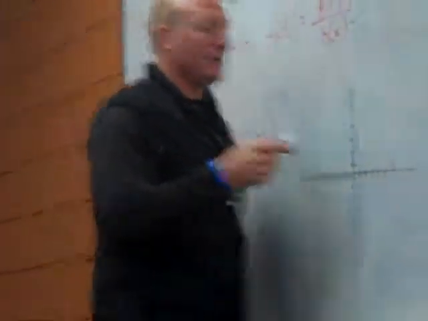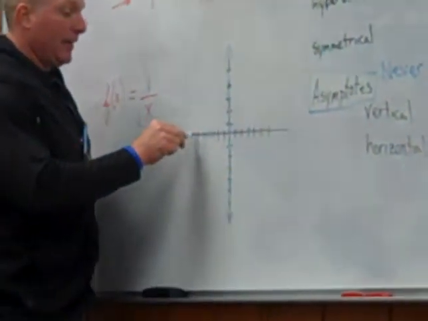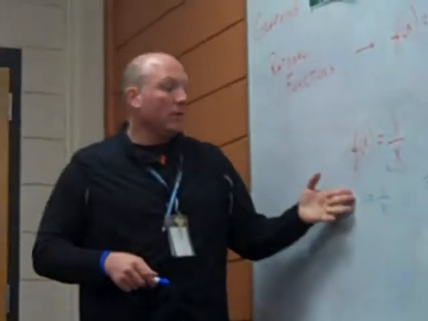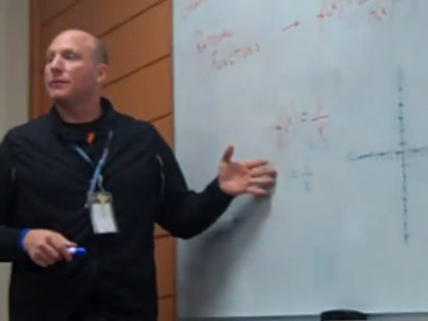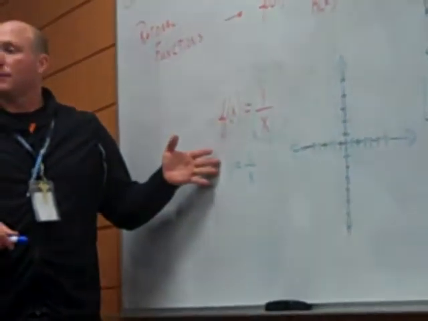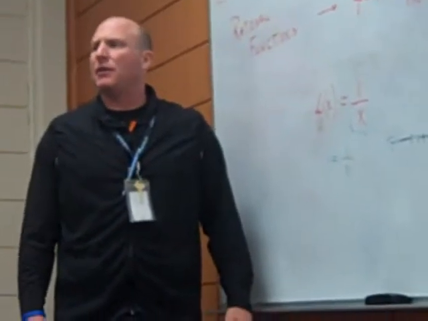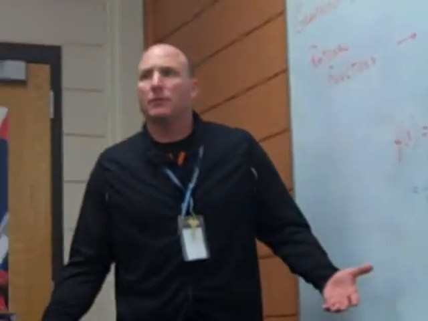But why? You're going to have another asymptote, a horizontal one, at 0. But why do I know that? Well, can you take 1 divided by some number and get 0? Ever? It's impossible.